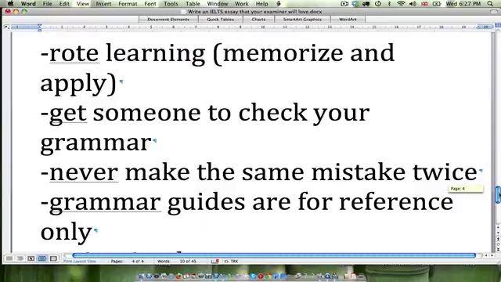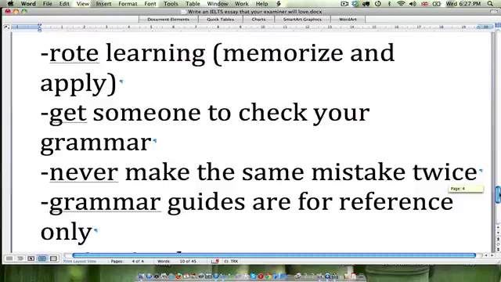Tip number 3, never make the same mistake twice. I work with students online, they send me their essays. A pet peeve of mine is when I correct a grammar issue, and then in the very next essay they send to me, they make the same grammar mistake. Don't do that. If you know that something is mistaken, if somebody has told you it's a mistake, force yourself to remember. Don't be lazy. Force yourself to remember what the grammatical issue is and never ever make that mistake again.